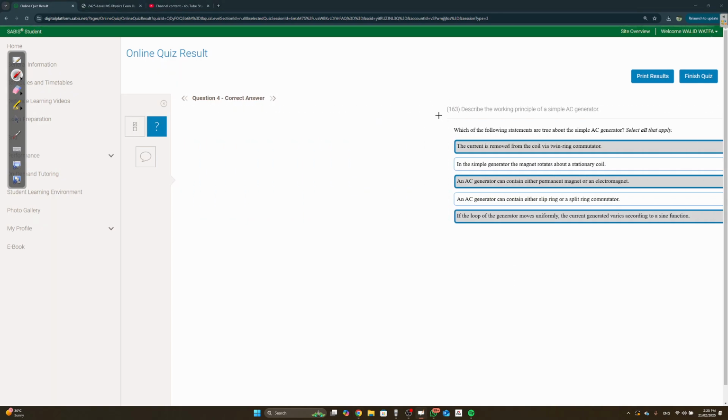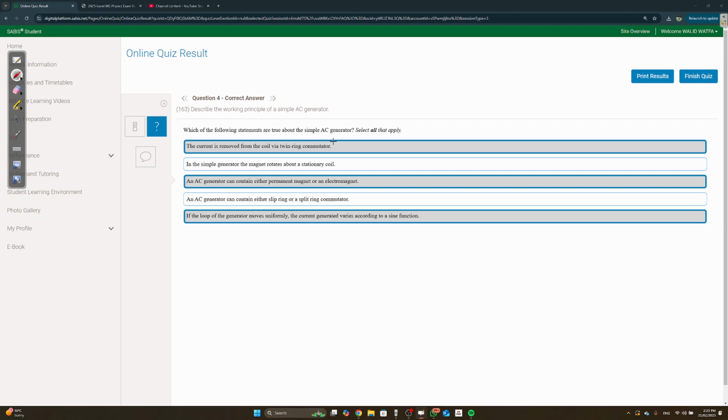Part 4, question 4. Which of the following statements are true about the AC generator? The current is removed via a twin ring commutator. Yes, we have two, right? In the simple generator, the magnet rotates about a stationary coil? No. We move the coil around the magnet. An AC generator can contain either a permanent magnet or an electromagnet. Of course, why not? They both induce magnetic fields. An AC generator can contain either slip ring or split ring commutator? No, we agreed an AC generator contains slip rings. DC is the one with split ring commutators.